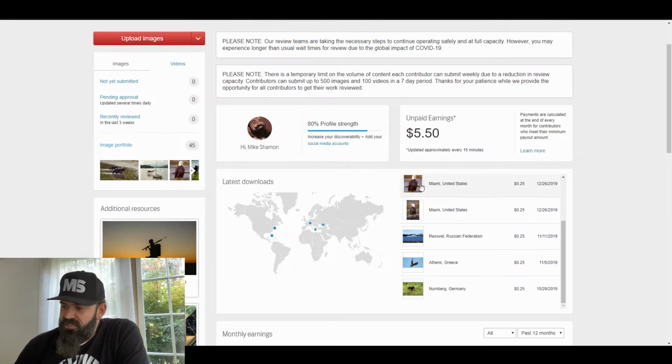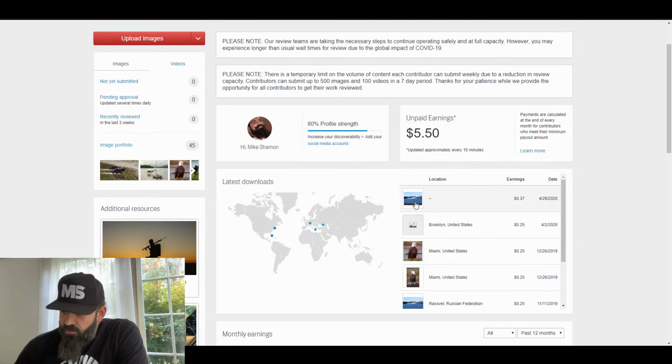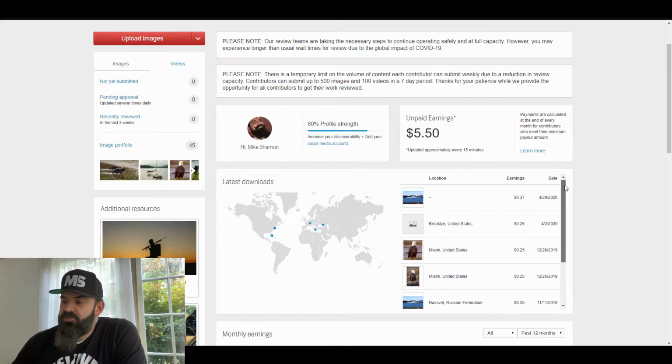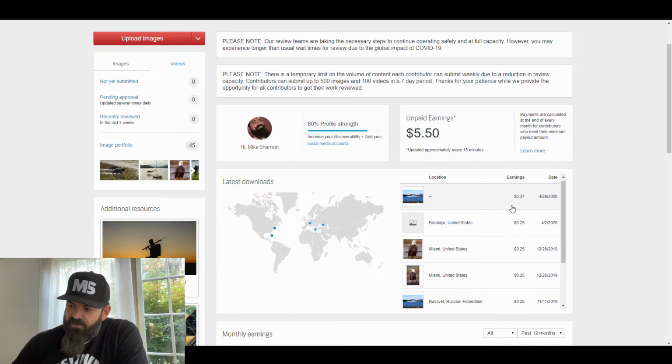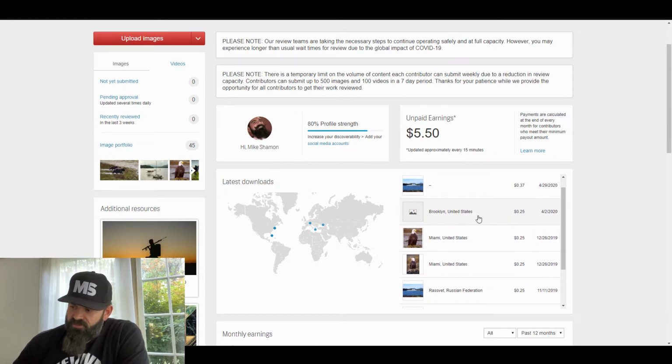Anyways, you can see the images I've sold right here. A couple eagle images. Let's see actually. The first image I sold is this Zumwalt Navy warship that came through Ketchikan, and I guess I've sold this a couple times. Usually I have an amount right here and how many you sold, but I'm going to guess I sold 1 because it's 37 cents. But here are some of the other ones.